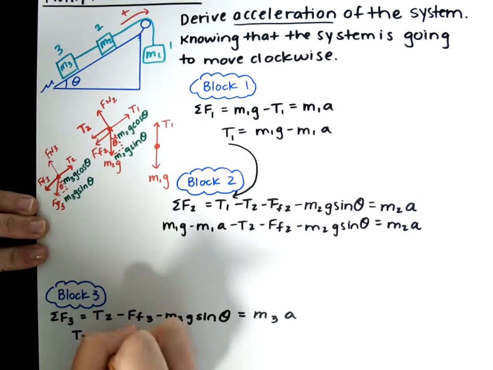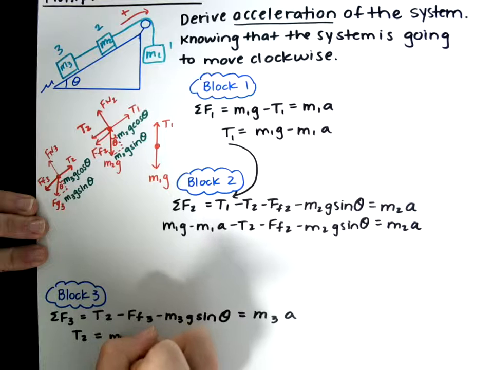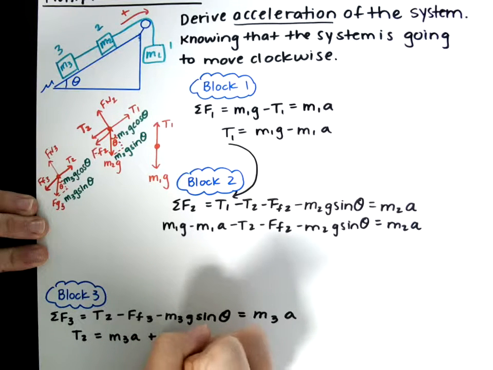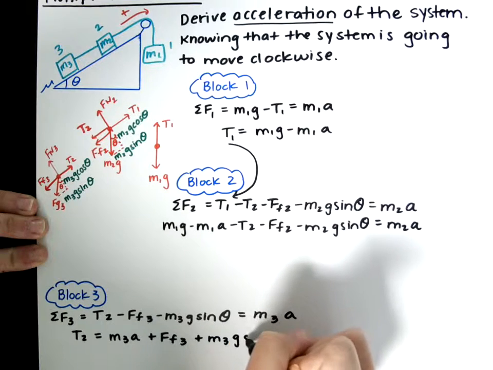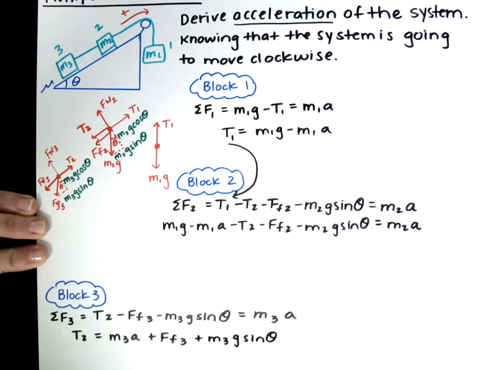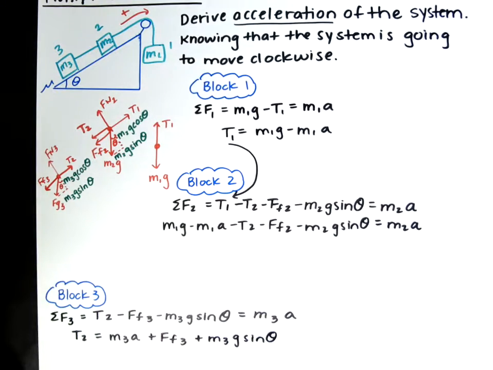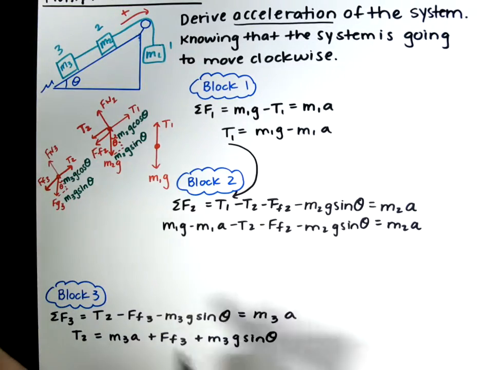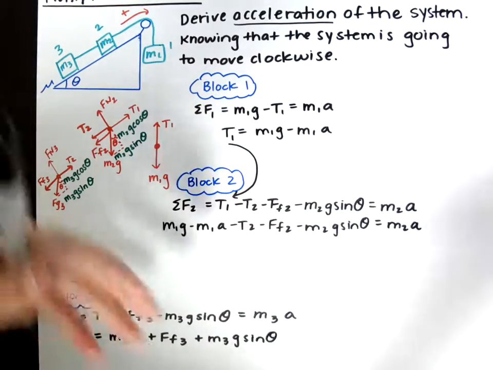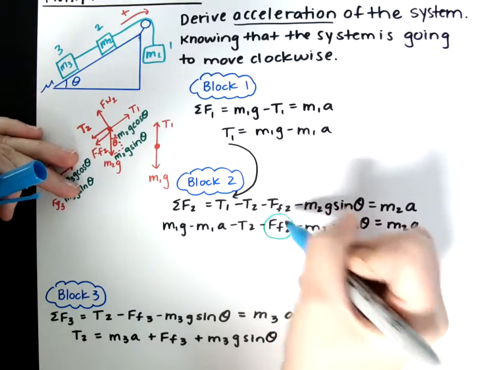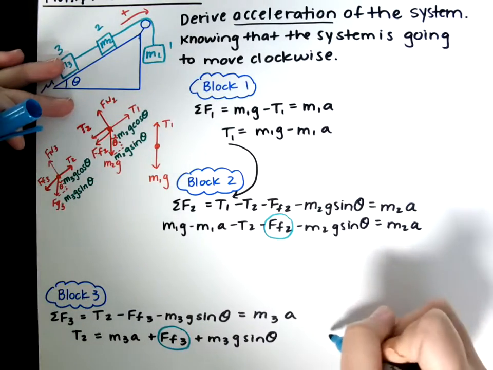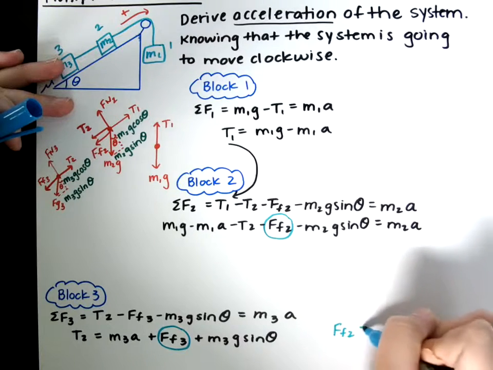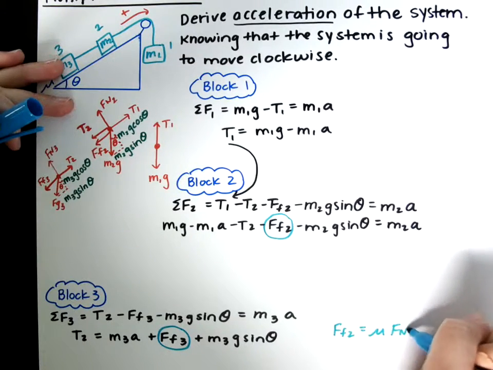We get T2 equals M3A plus force of friction plus M3G sine theta. Okay. Now you'll notice that there are these frictions going on here. So let's go ahead and substitute those right now. Force of friction 2 and force of friction 3. Well, we know that force of friction 2 is equal to mu times Fn2.